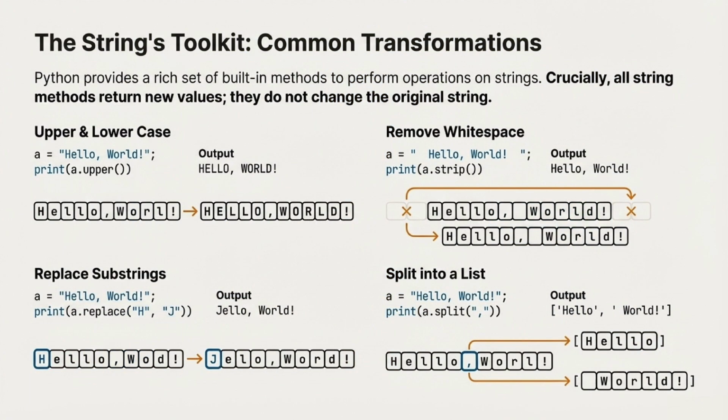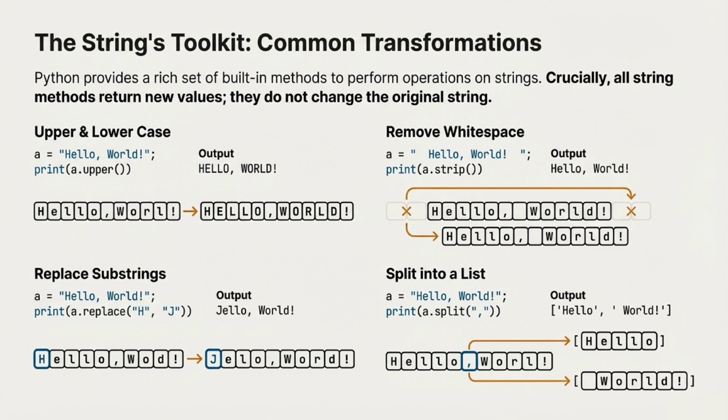Using the upper() method, we can convert all characters in a string to uppercase. For example, when we apply upper() to "hello world", the output becomes "HELLO WORLD" in capital letters. Similarly, Python also provides lower() if you want everything in lowercase.